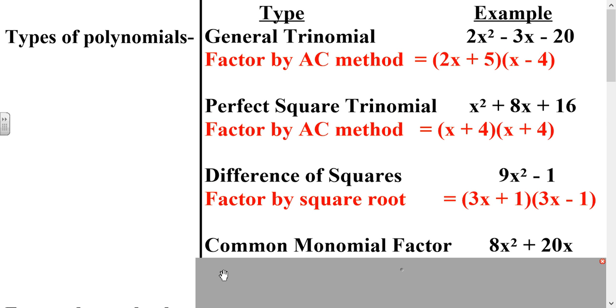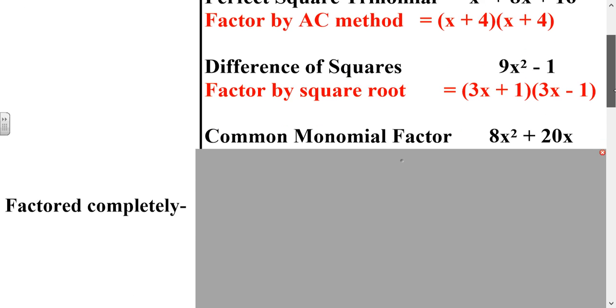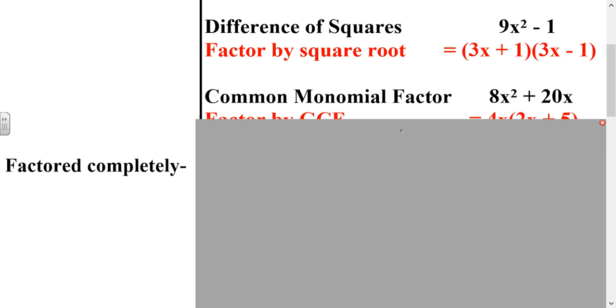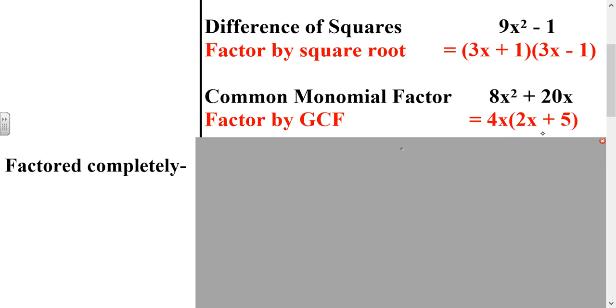And then the other type that we did was just taking out the greatest common factor or finding a common monomial factor. For this example, the only way to factor this would be to take out the greatest common factor. So I could take out a 4 from both numbers, and I could also take out an x. So the greatest common factor would be 4x, and then I would write what is left inside the parentheses. So this would be the factored version of 8x squared plus 20x. Those are just reviewing the types that we've done.